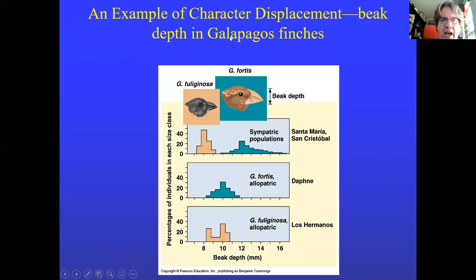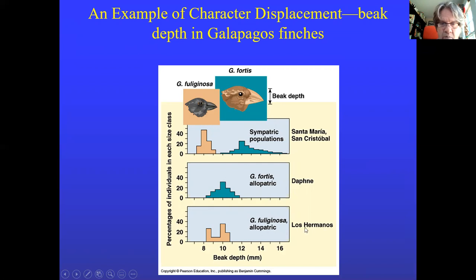You can see character displacement happen in beak depth in Galapagos finches. The Grants, Rosemary and what's his name? Anyways, the Grants studied finches in the Galapagos, and they found that there are species of finch that, when living on their own, have their own kind of fundamental niche, right? Here's G. fortis, which has this range of beak sizes. And here's fuliginosa, which has this range of beak size when it's living on its own island.